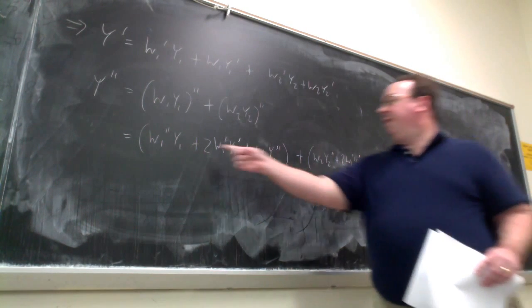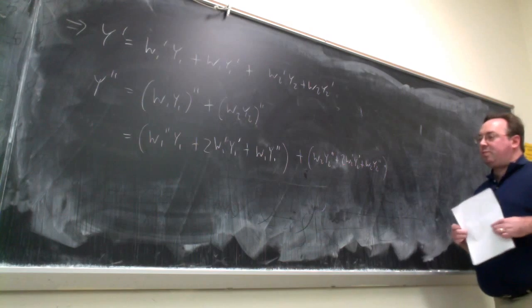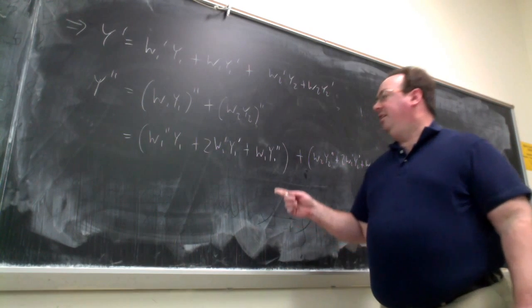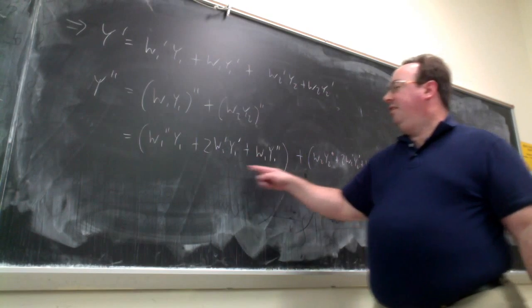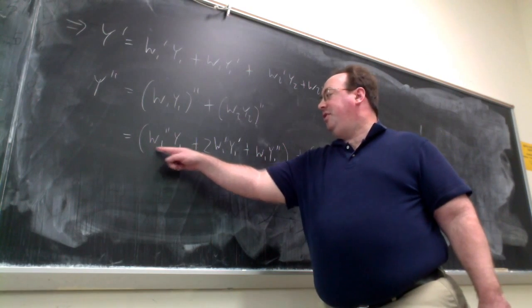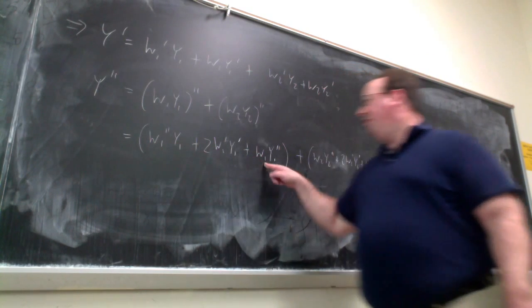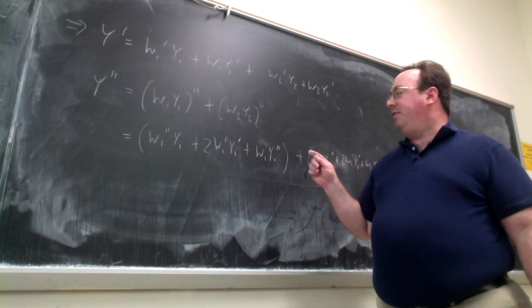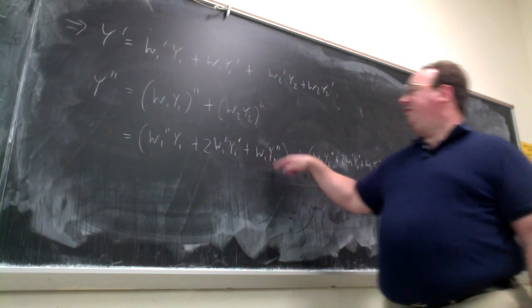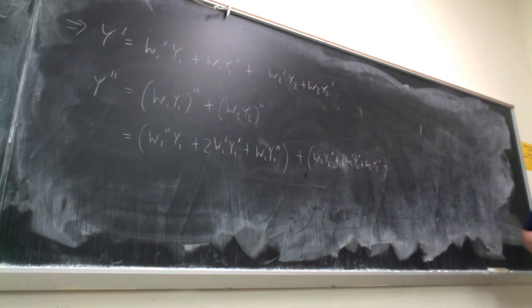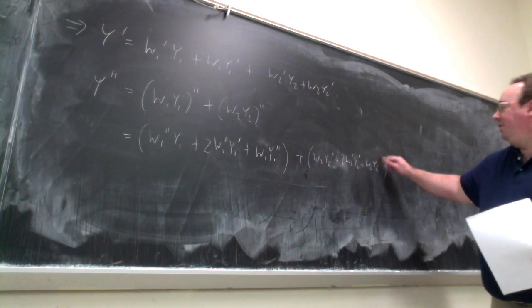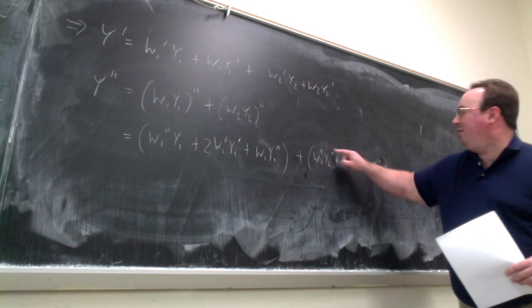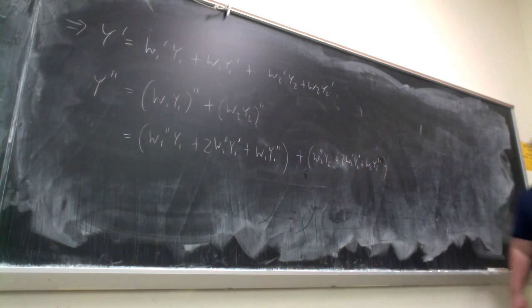Notice how the order of differentiation of w1 keeps decreasing from left to right: second derivative, first derivative, no derivative. And it's increasing from left to right for y1: no derivative, first derivative, second derivative. It's like when you're multiplying out a polynomial. Yes? Shouldn't the... Yes. Is that what you meant? Yeah, okay. Thanks.